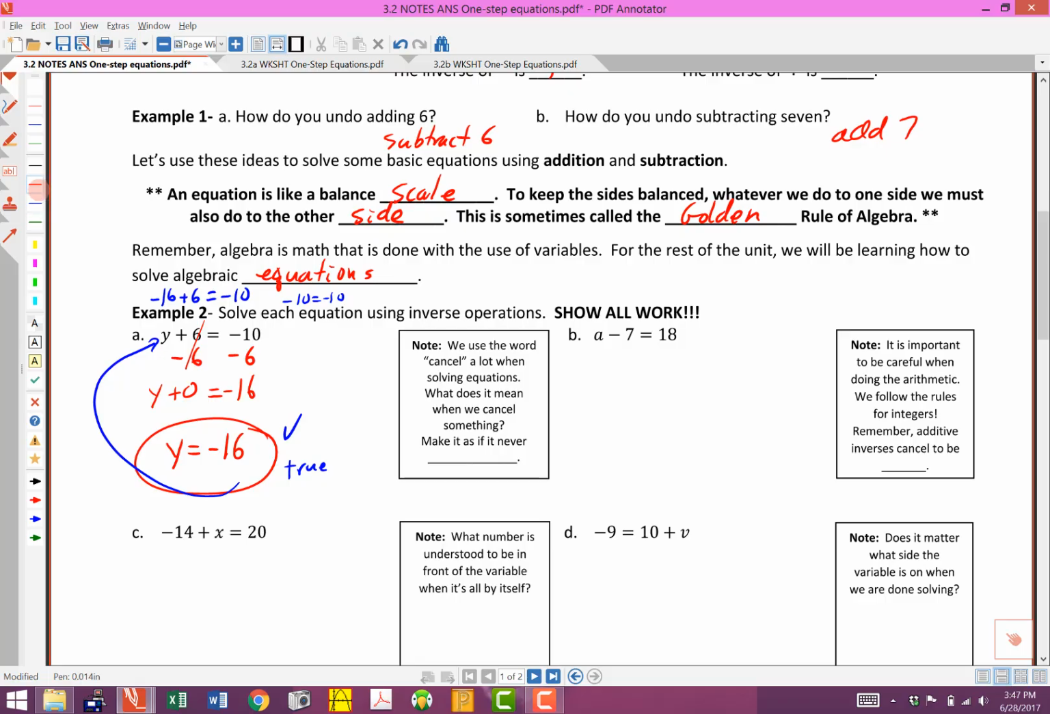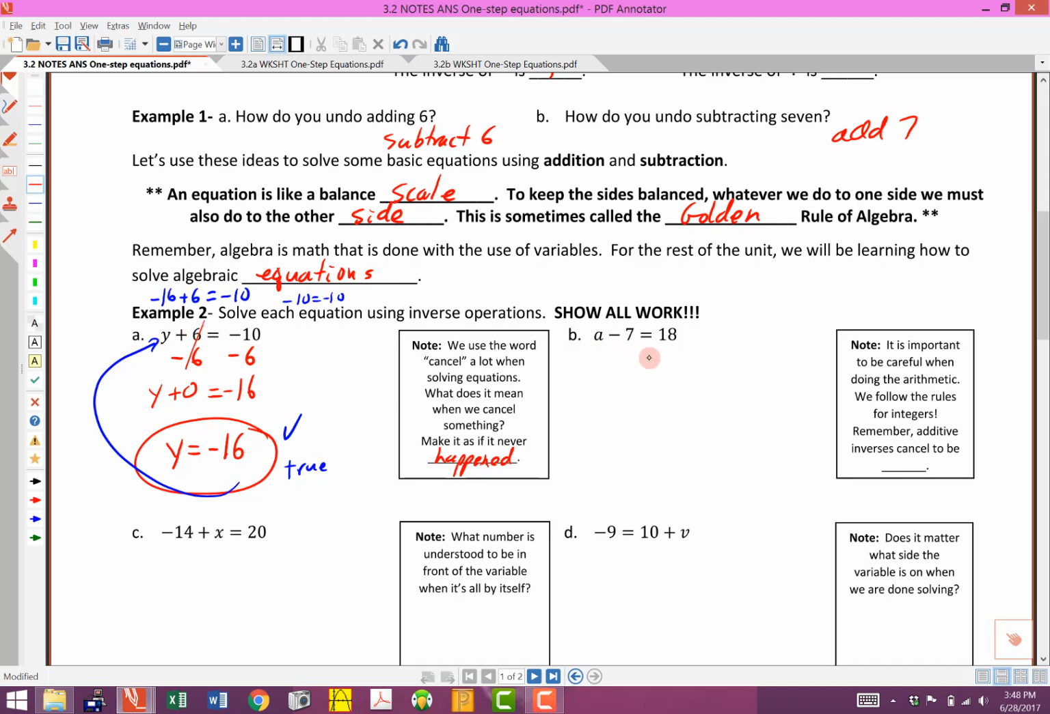Oh, before I do that, let's take a look at this. We use the word cancel a lot when we're solving equations, and it's important to know what we mean by the word cancel. If we say we cancel something, we make it as if it never happened. So by doing this problem right here, by subtracting 6 from both sides, it's kind of like we didn't change the y at all. It's as if that adding 6 never happened because adding 0 doesn't change it at all. So these two cancel each other out to make a 0. It's as if it never happened at all. So it's important to keep that in mind.